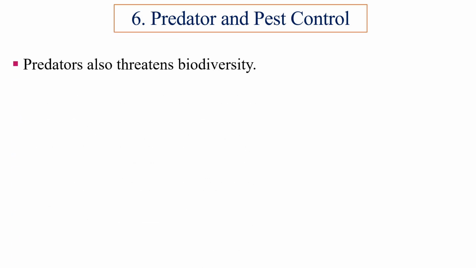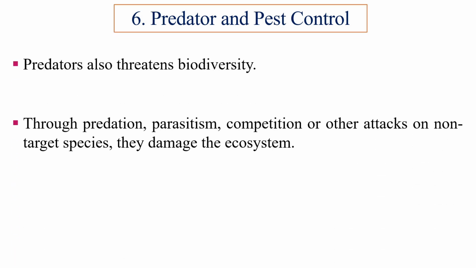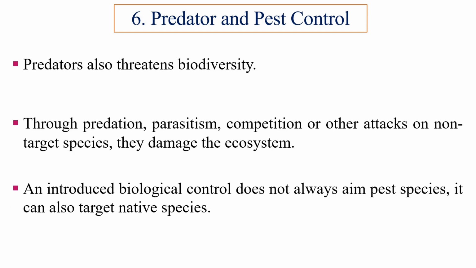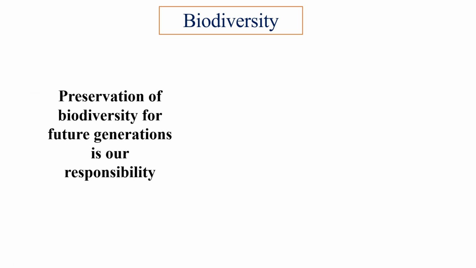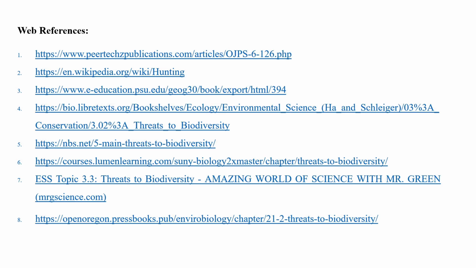Predators also threaten biodiversity. Through predation, parasitism, competition, or other attacks on non-target species, they can damage the ecosystem. An introduced biological control does not always aim at the pest species. It can target the native species also. Hence, preservation of biodiversity from these threats for our future generations is our responsibility.